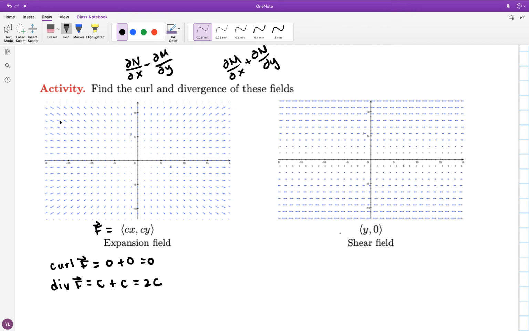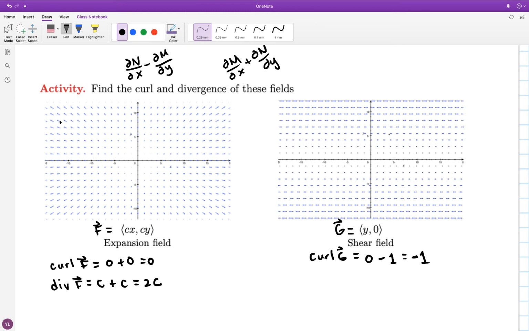Okay, how about for this shear field here? Let's call this vector field G. The curl is the partial derivative of the N component function with respect to x, which is 0, minus the partial derivative of the M component function with respect to y, which is 1. So we're getting negative 1 as the curl.